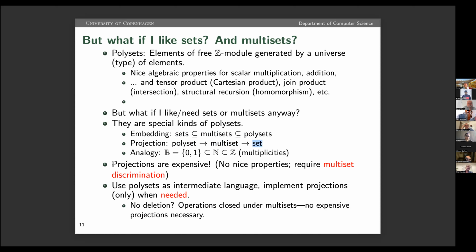The key thing is that, in implementation terms, these are the expensive parts. Whenever you can get away with just polysets, those are cheap operations. And if you really need the multisets or the sets, then you have to apply these projections explicitly.